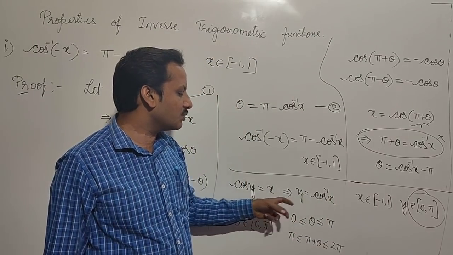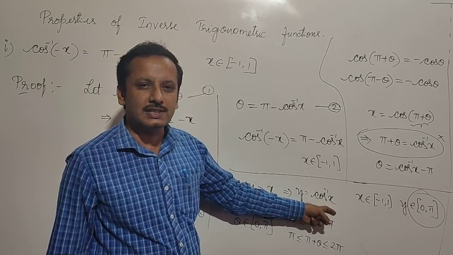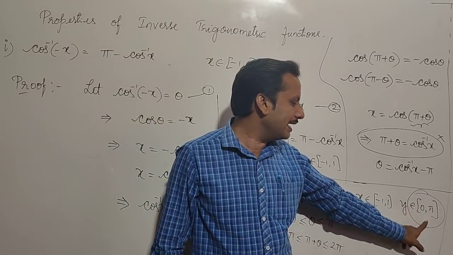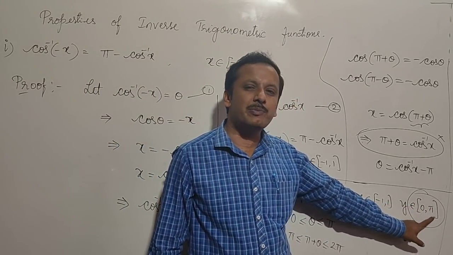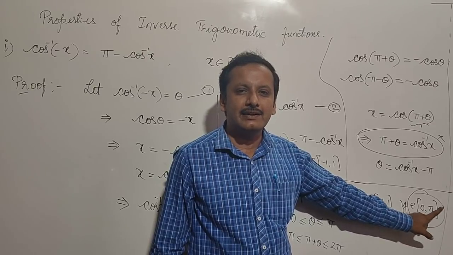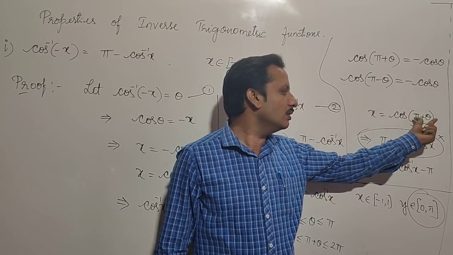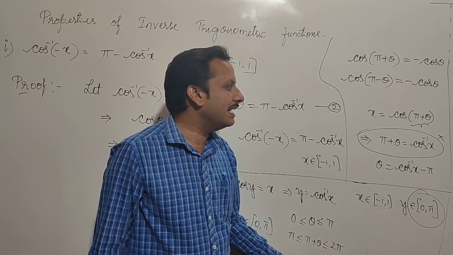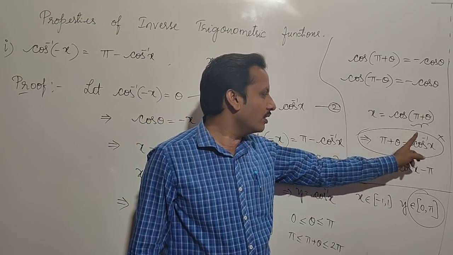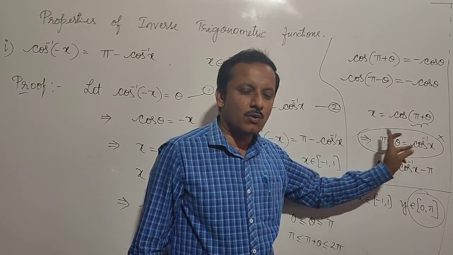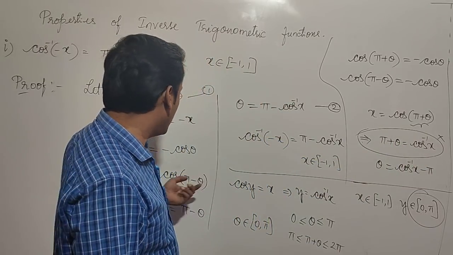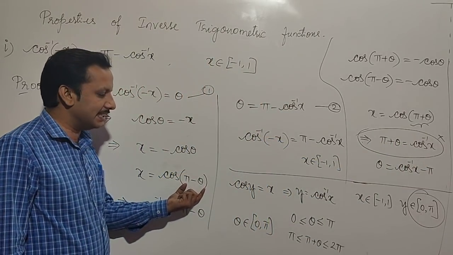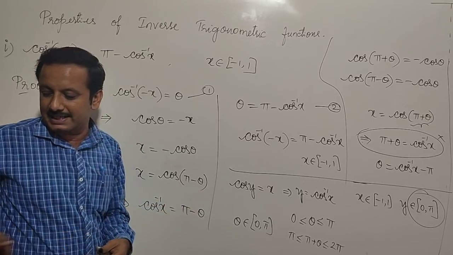You just recall the definition. X is equal to cos y will imply y is equal to cos inverse x whenever y lies in the interval 0 to pi, that angle should be in the interval 0 to pi. Now this pi plus theta is in between pi and 2 pi. Therefore, you cannot write this. Whereas, what I have taken, pi minus theta. Where does pi minus theta lie?